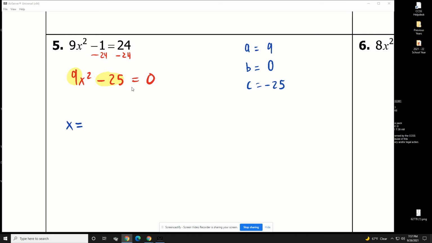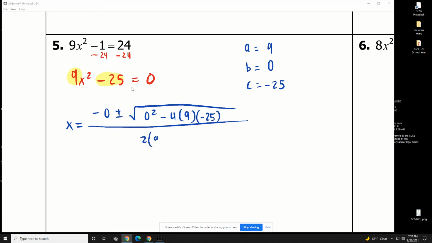x equals negative b plus or minus the square root of b squared minus 4 times a times c, and all of that is divided by 2 times a. So see here, negative 0, that's just 0, plus or minus the square root of, let's see what this equals. 0 squared minus 4 times 9 times negative 25 equals 900. Well, that's a pretty big number we haven't really talked about.